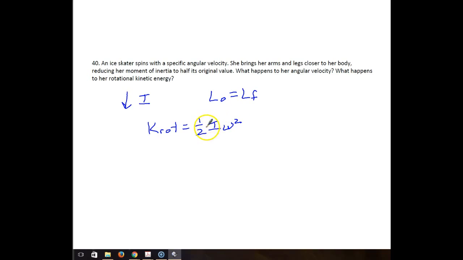Because this is cut in half, her angular velocity has to double. Therefore, her rotational kinetic energy is doubled. The skater does work when they pull their arms and legs in, so that gives it more energy. So even though we halve this, her angular velocity has to double. When it doubles, we see that her rotational kinetic energy also doubles. So that is number 40.